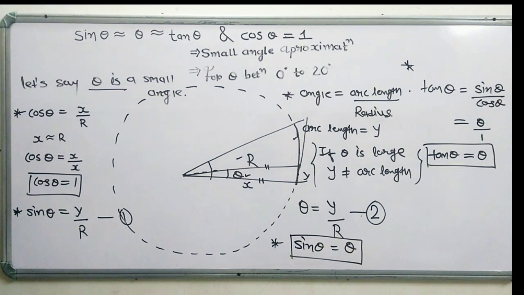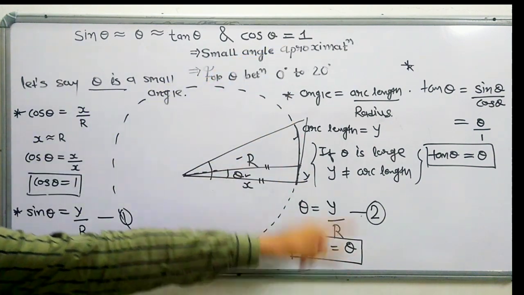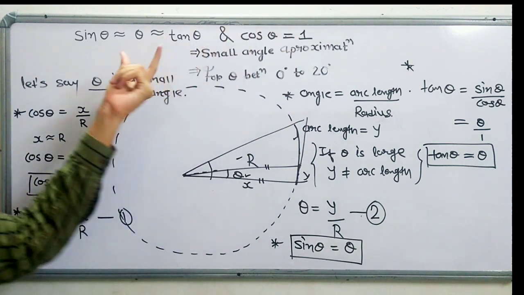This is what we call small angle approximation. For a small angle, cos theta is equal to 1 and sin theta is equal to theta, and tan theta is also equal to theta.